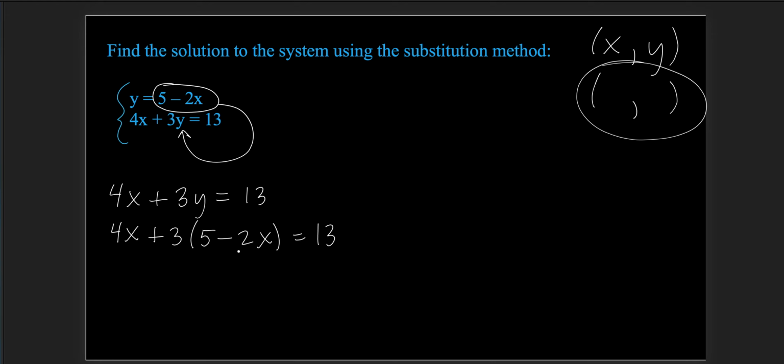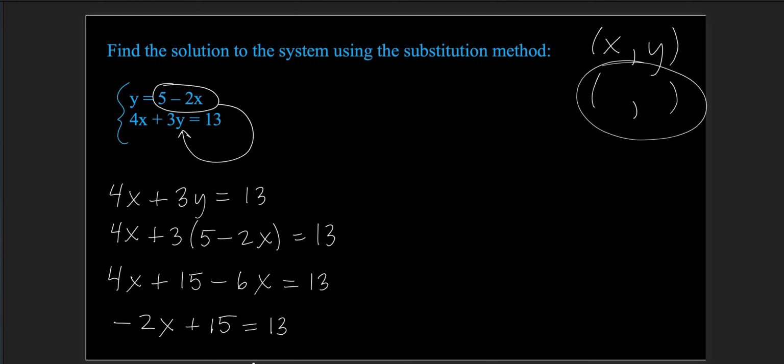And what you see that we have now is one equation with one type of unknown variable, the x's. So we can solve for that x. So now we just work this out and follow the order of operations. So the first thing to do is distribute that 3. So we'll have 4x plus 15 minus 6x equals 13. And so 4x minus 6x is negative 2x. We have to combine like terms if they're on the same side of the equal sign. And I have plus 15 equals 13.